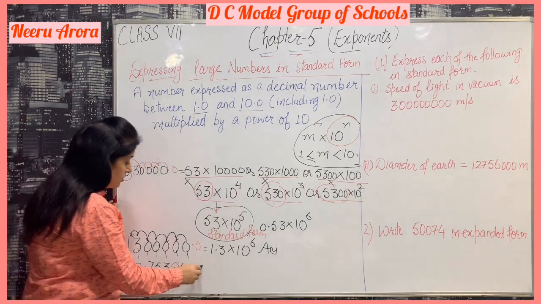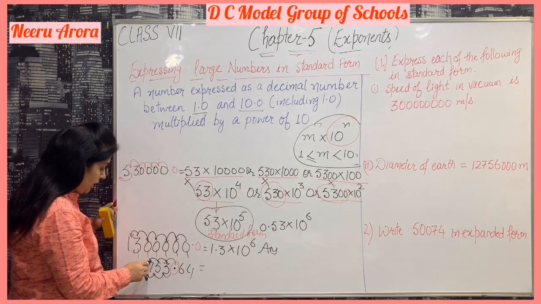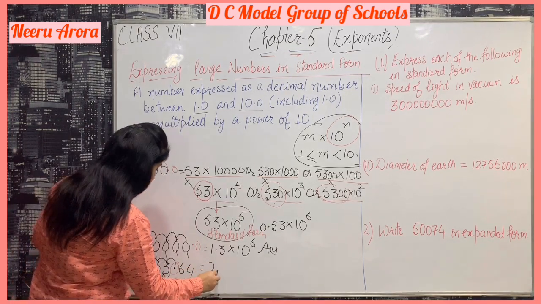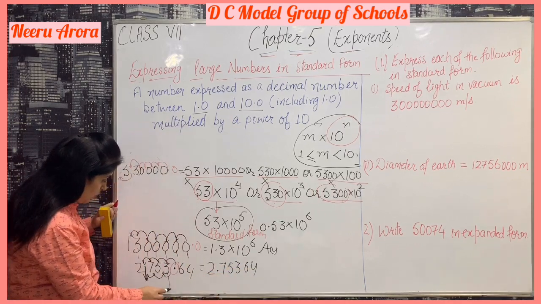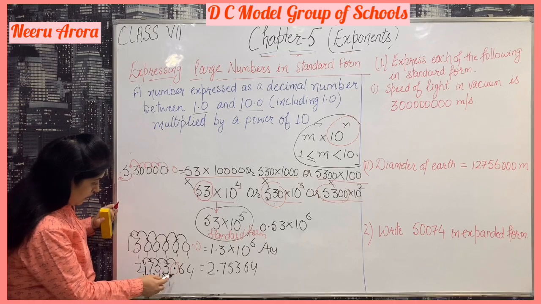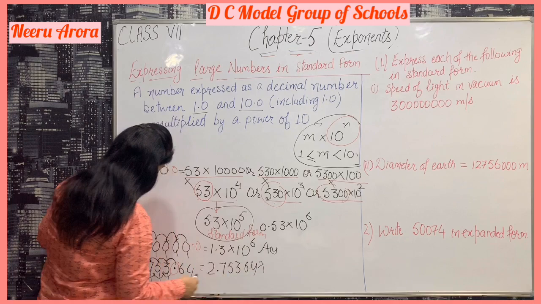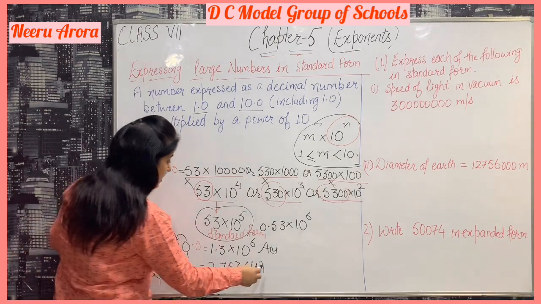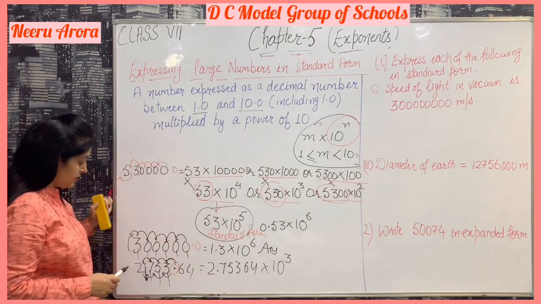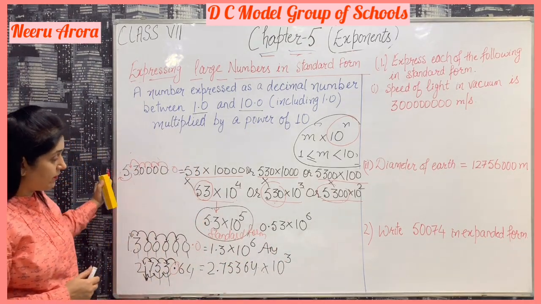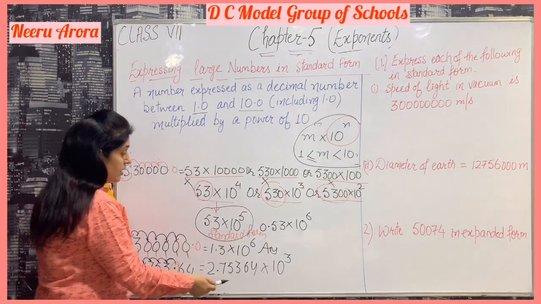So how many steps will I do? 1, 2, 3. It is 2.75364. So you just count from here, 1, 2, 3. How many steps did I move to this side? 3 steps. So it becomes 10 raised to power 3. So what will be our answer? 2.75364 into 10 raised to power 3. So this is our standard form.